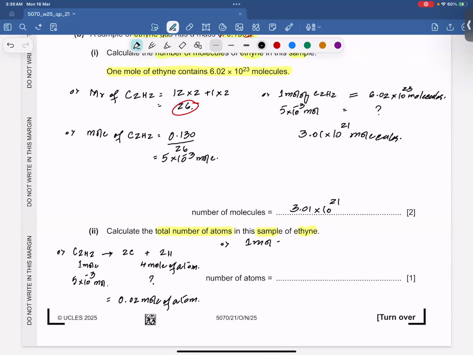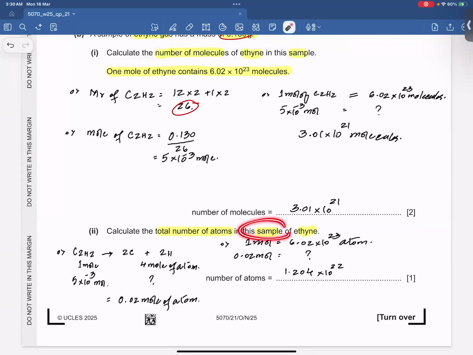1 mole equals 6.02 times 10 to the power 23 atoms. When we have 0.02 moles, the atoms would be into 6.02 exponent 23, 1.204 into 10 to the power 22. Okay. So in the same sample, this sample contained this much moles, so I used these moles. Okay? I hope you get the point. Let's move on to the next page.